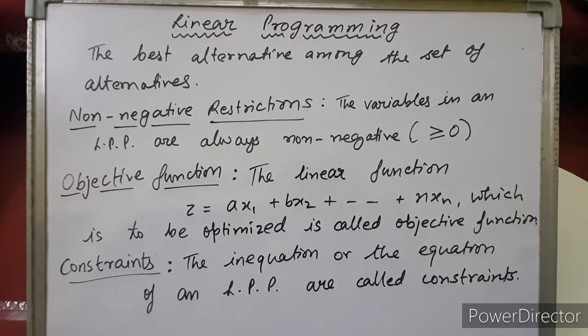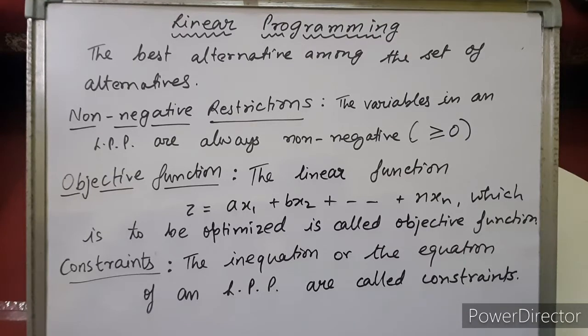The best way to explain it is, suppose we are given a few options and we have to pick the best option from them. It's like selecting the best alternative among a set of alternatives. Whatever options we are given, we have to choose the best one. In linear programming we will learn how to pick the best alternative. There are a few points related to this topic, like non-negative restrictions, objective functions, and constraints.